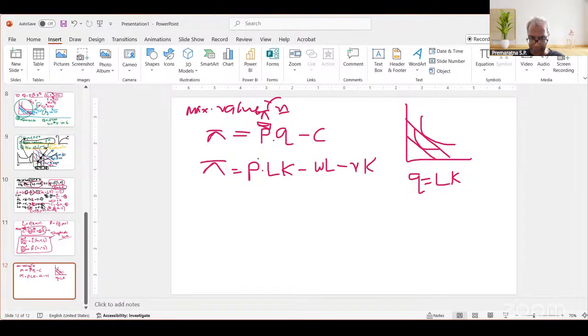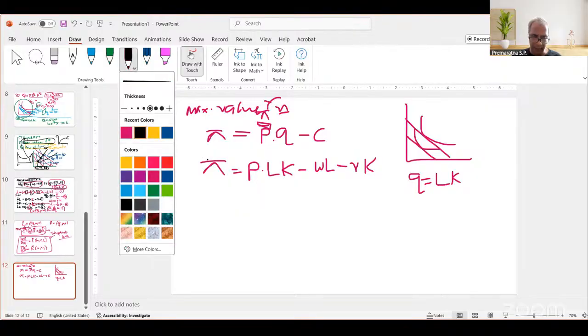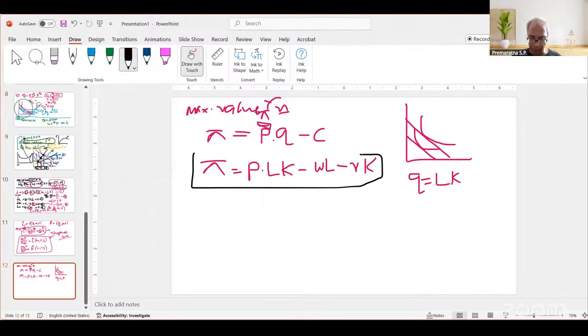So this is direct, there's no constraint here. In the previous one, we had the constraint minimization, and there you need the Lagrangian. Here no need for the Lagrangian because you directly get the profit function, one equation. Now here it's very easy to find the optimal profit. What you have to do is the first order condition.